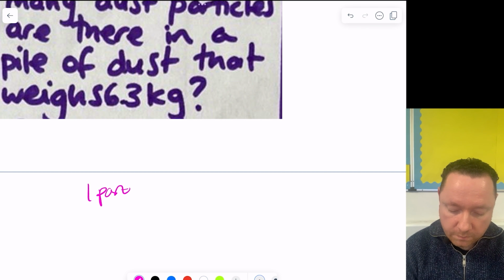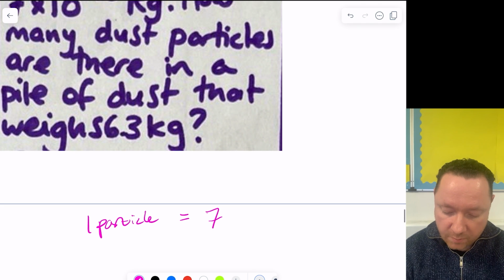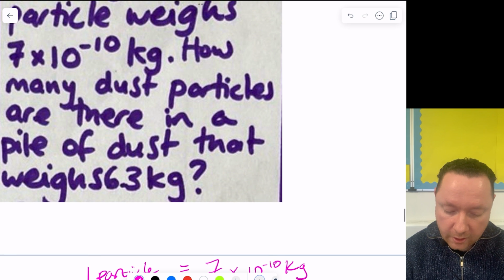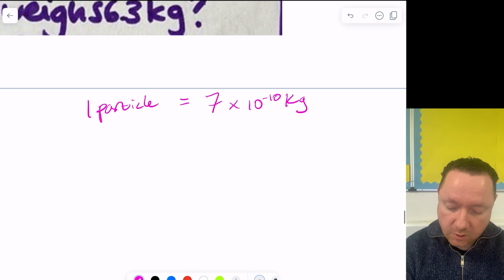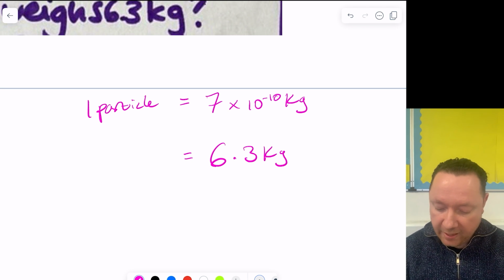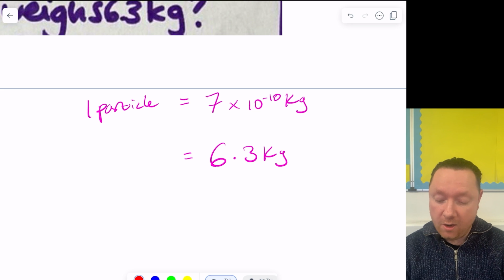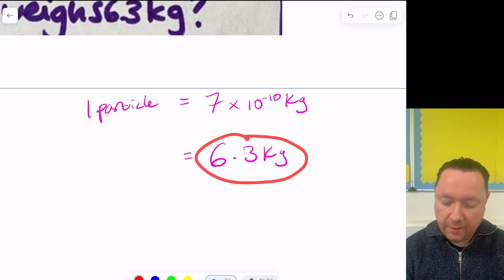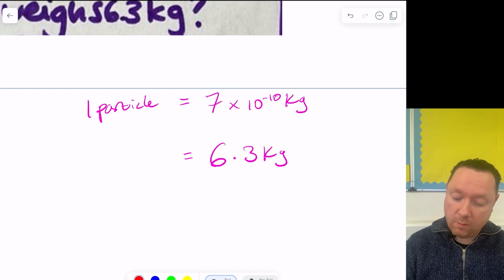One particle equals 7 times 10 to the minus 10 kilograms. And I want to work out how many dust particles are in a pile of dust that weighs 6.3 kilograms. So this side becomes 6.3 kilograms. So we're basically trying to work out how do we go from this number to this number? What do we need to times by? Now to work that out, if I do 6.3 and divide by this number, that'll be my multiplier. So that's what I'm going to do.